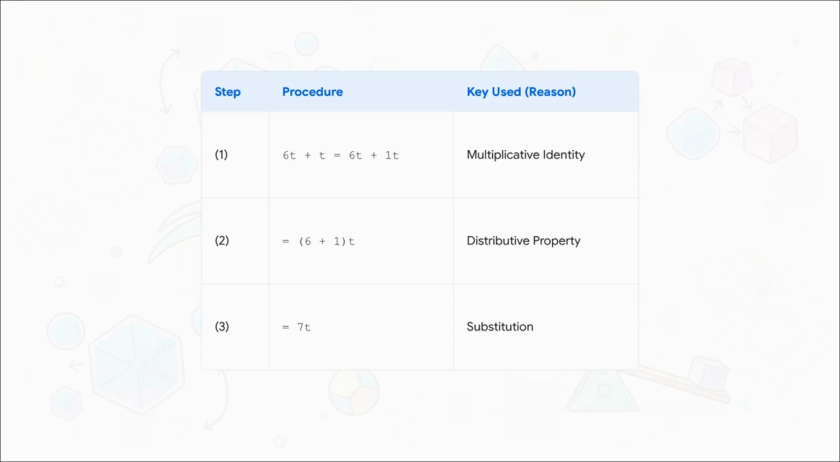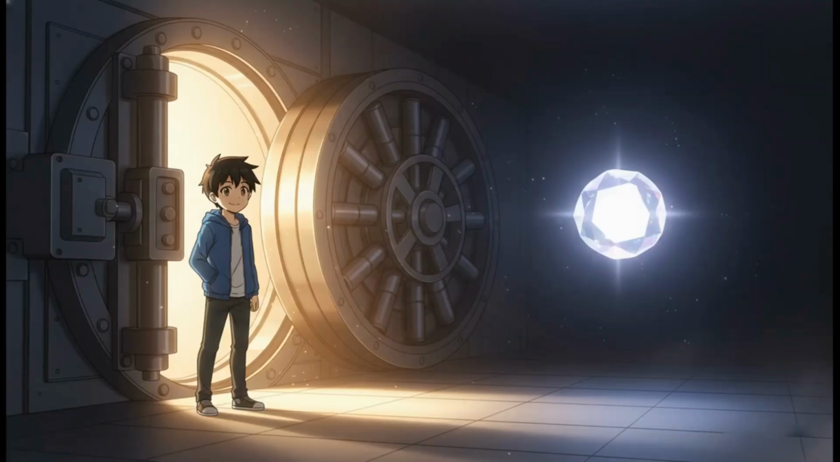So we can use our master key, but in reverse. It's a really cool move called factoring. We pull that common t outside the parentheses, and what's left inside? Just 6 plus 1. And for the final step, the final turn of the key, we just clean up what's in the parentheses. 6 plus 1 is 7, and we get our fully unlocked expression, 7t. And there you have it. By combining our keys, we took something that was a little tricky and found the simple, clean answer hidden inside, 7t.